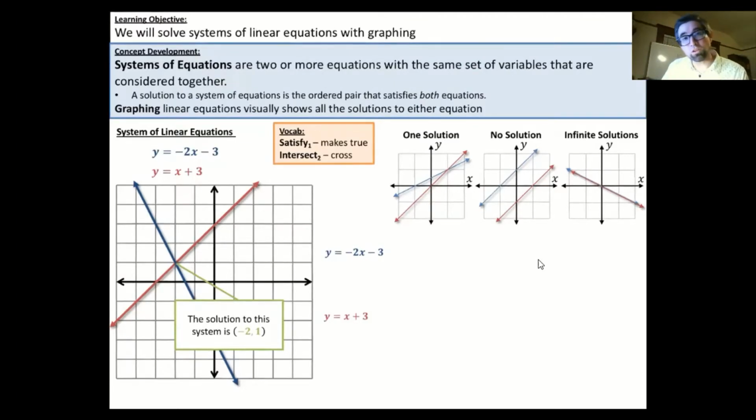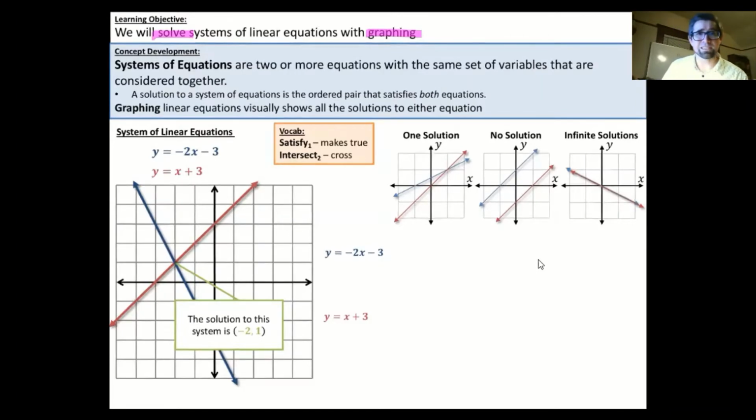All right, so our learning objective is we will solve systems of equations with graphing. And when we are solving the systems of equations, that just means we're going to be looking for the one point that satisfies both equations. And again, we're going to be doing it with graphing in this lesson. So we're going to put the linear equations on a coordinate plane and find that solution. So let's actually look at our concept.